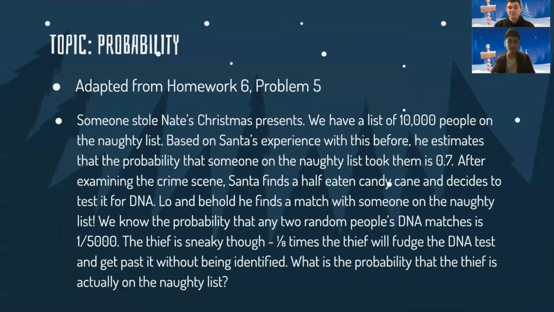Someone stole Nate's Christmas presents. We have a list of 10,000 people on the naughty list. Based on Santa's experience with this before, he estimates that the probability that someone on the naughty list took them is 0.7. After examining the crime scene, Santa finds a half-eaten candy cane and decides to test it for DNA. Lo and behold, he finds a match with someone on the naughty list. We know the probability that any two random people's DNA matches is 1 in 5,000. The thief is sneaky though. 1 out of 8 times, the thief will fudge the DNA test and get past it without being identified. What is the probability that the thief is actually on the naughty list?